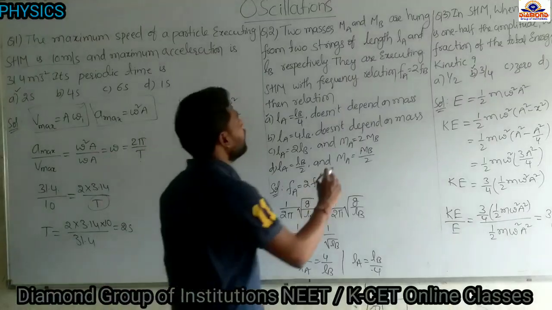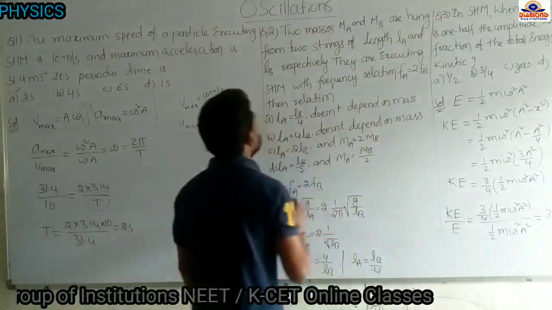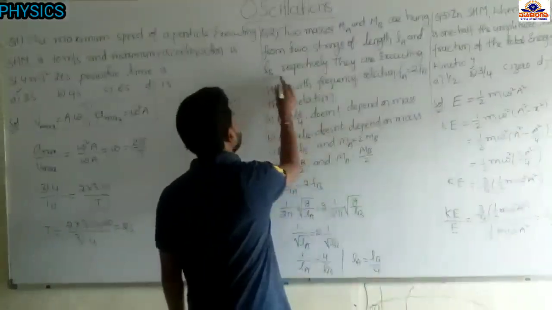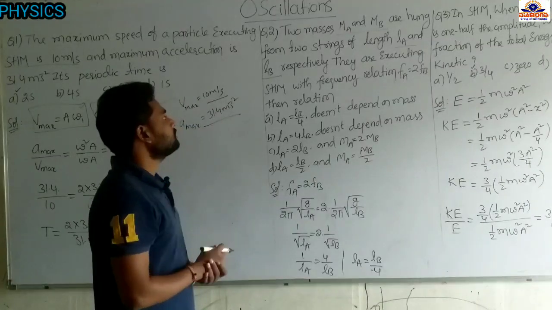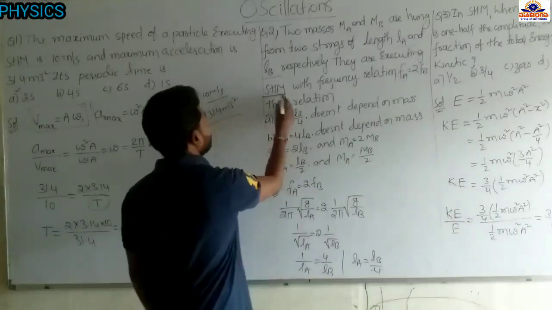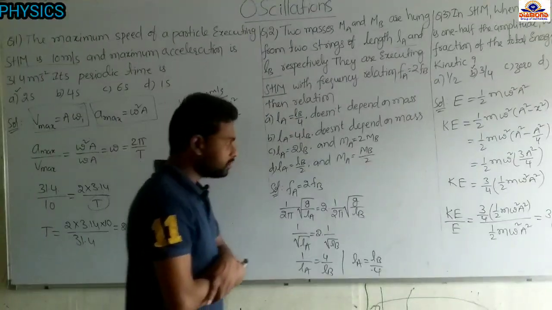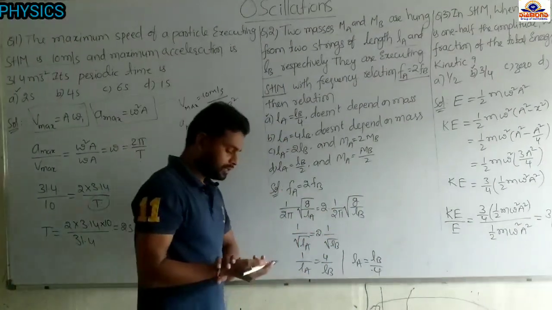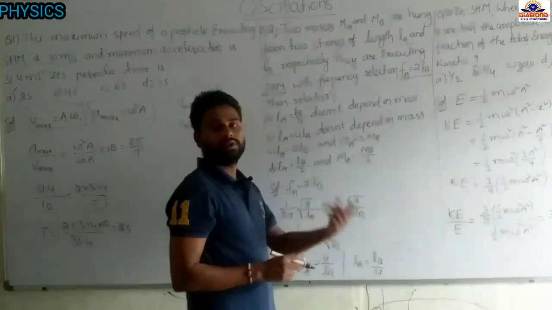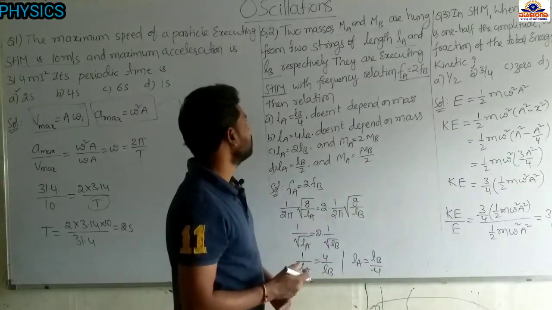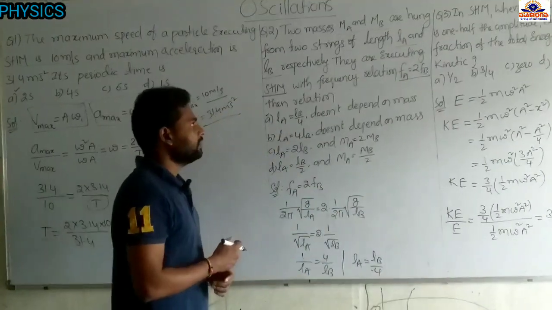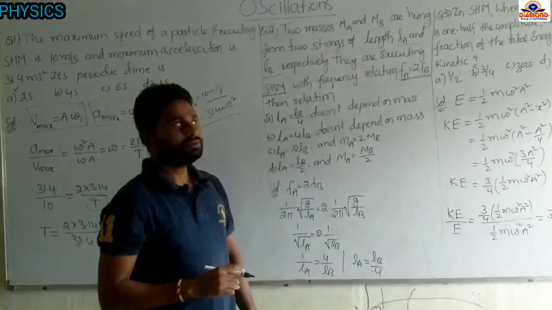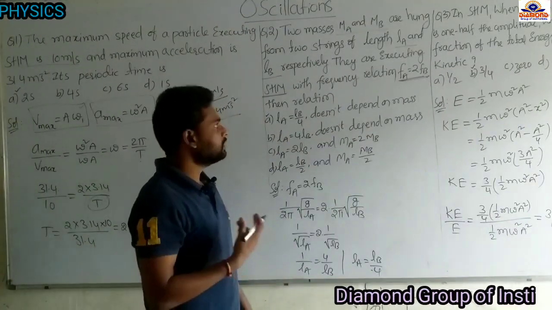Two masses MA and MB are hung from two strings of length LA and LB. They are executing simple harmonic motion with the frequency relation FA equal to 2FB. So the frequency of the A block is double the frequency of the B block. Some options are given. We have to use this relationship and find the relationship between the length of the A string and the length of the B string.